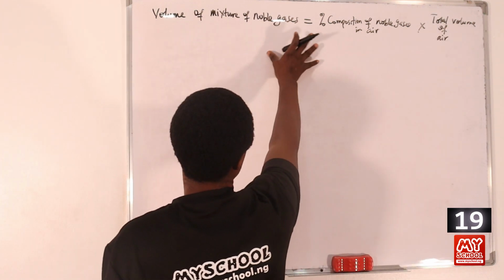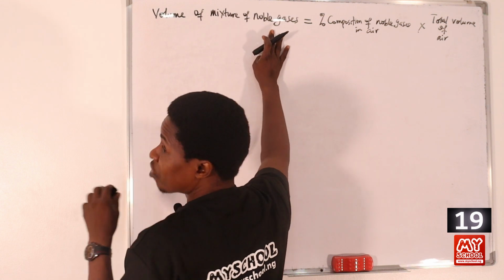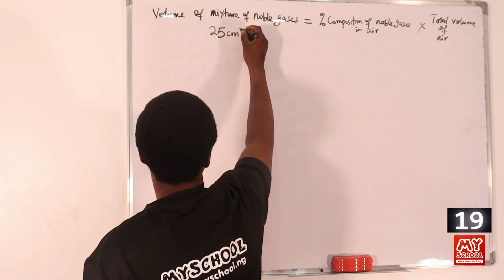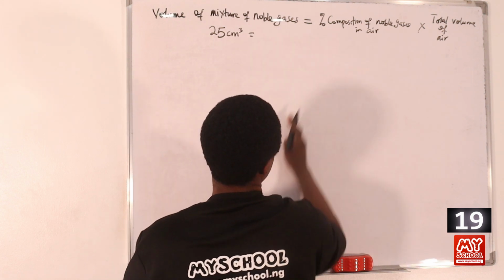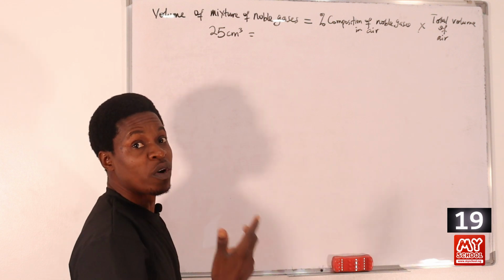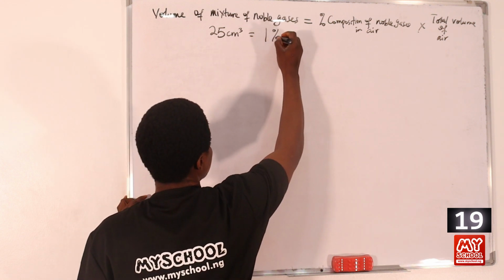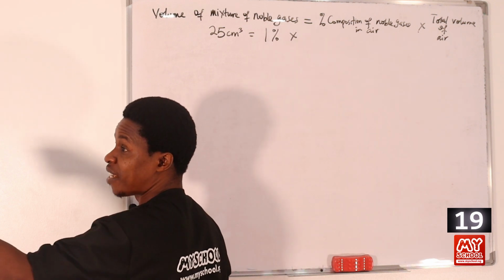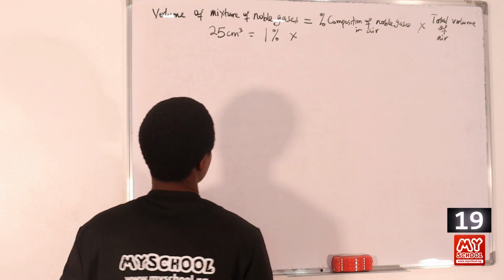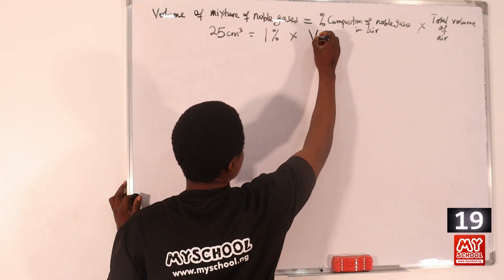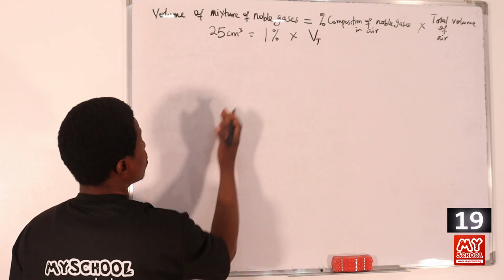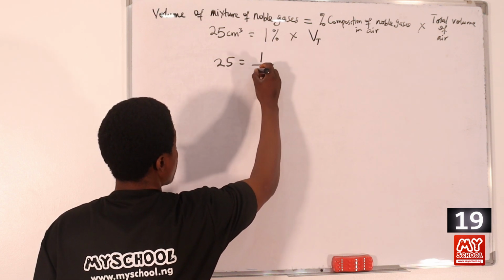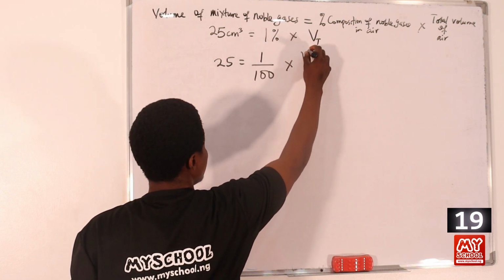So if you use this formula, the volume of the mixture of noble gases was already given to be 25 cm cube. So we have 25 cm cube equal to the percentage composition of noble gases in air, which is 1%, multiplied by the total volume of air. We do not know that, and that was why the examiner asks what the original volume of air was. So we say total volume, VT. So 25 will be equal to 1% means 1 over 100 multiplied by V subscript T.